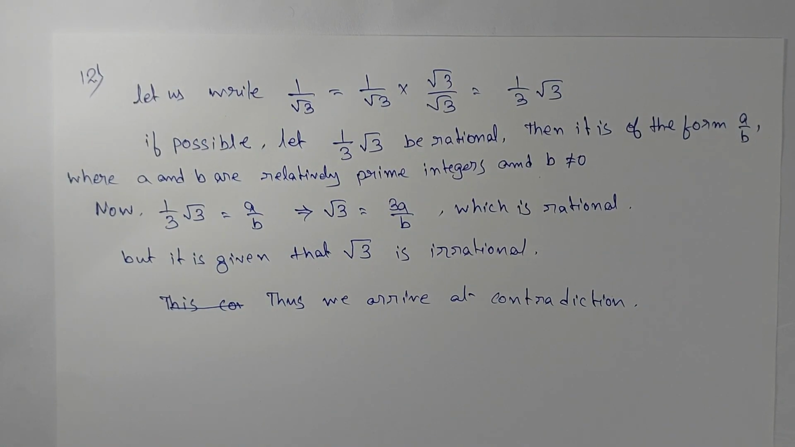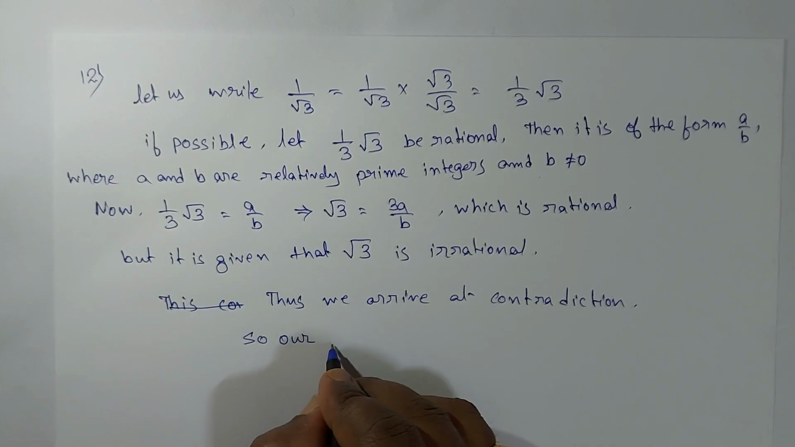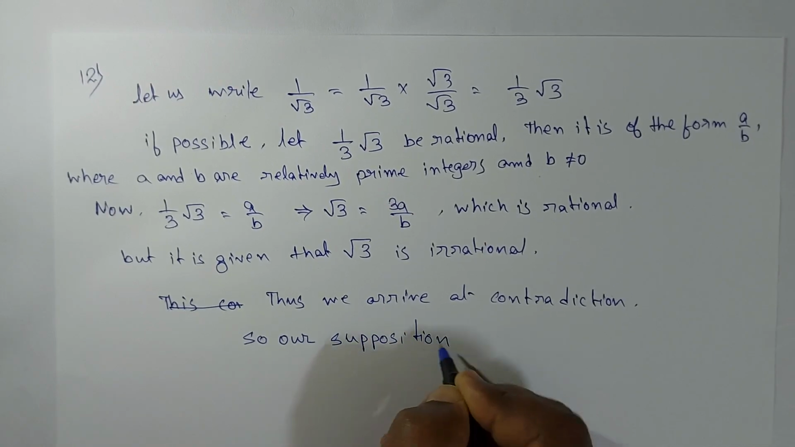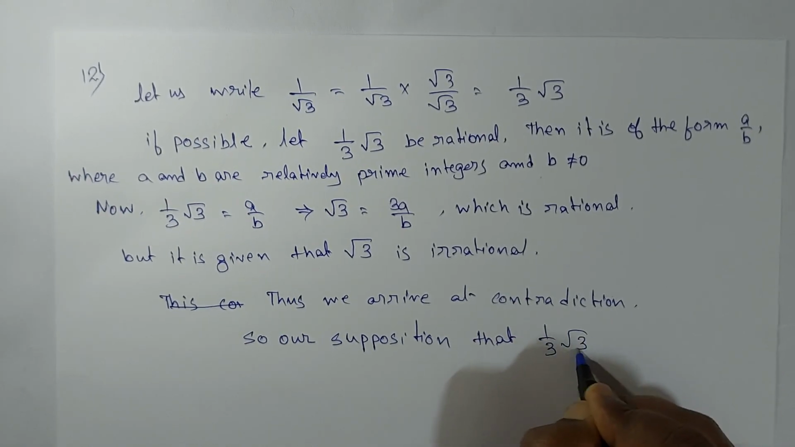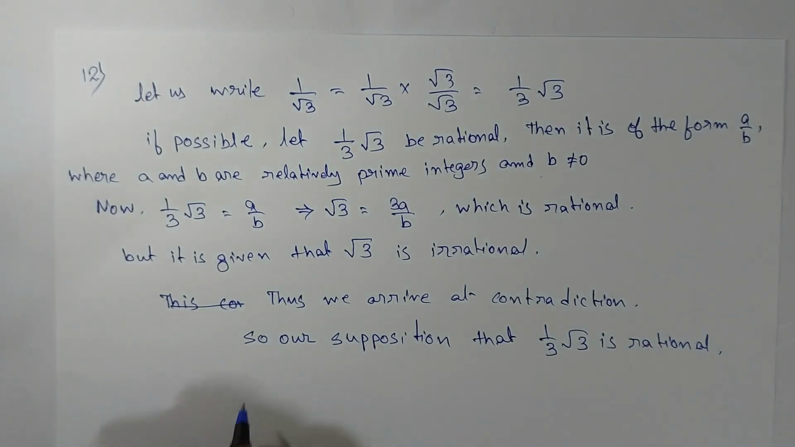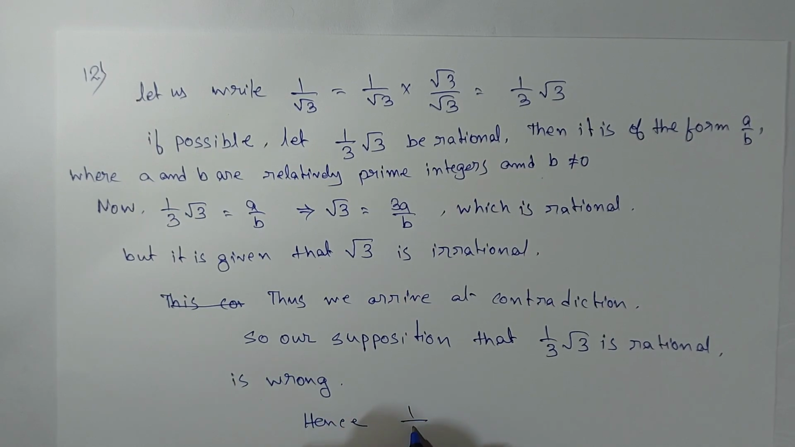So our supposition that 1 by 3 root 3 is rational is wrong. Hence 1 by root 3 is irrational.